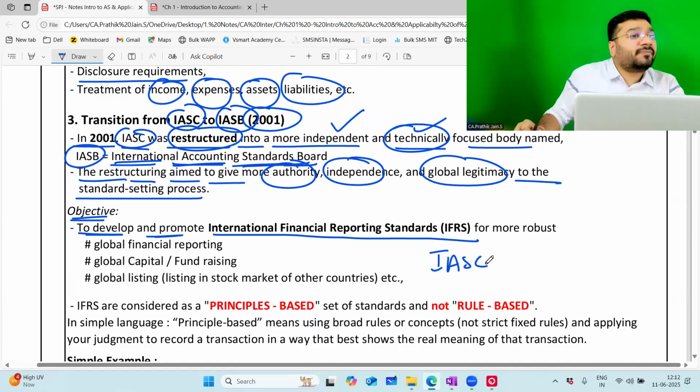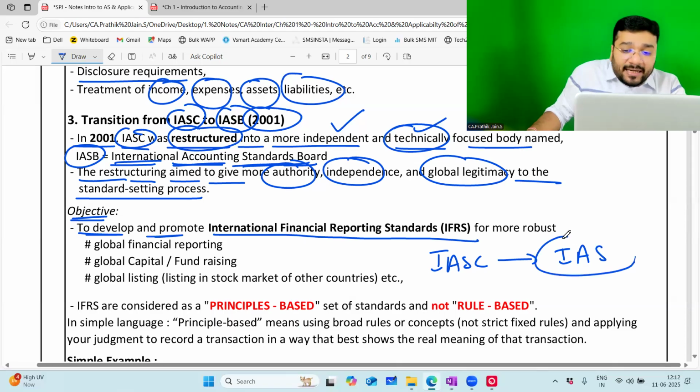IASC stands for International Accounting Standard Committee. They were responsible for developing a standard by the name International Accounting Standard. These standards were not very competitive. They were not very practical. They had a lot of flaws. To override this, they created a restructured board called IASB. So IASC was restructured into IASB.